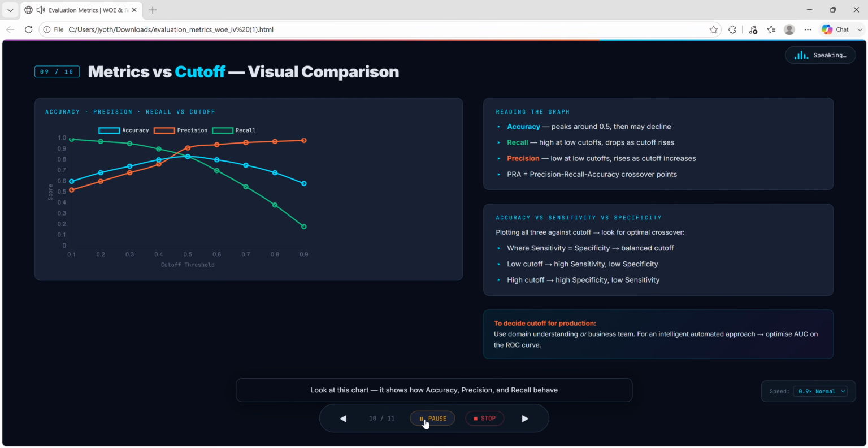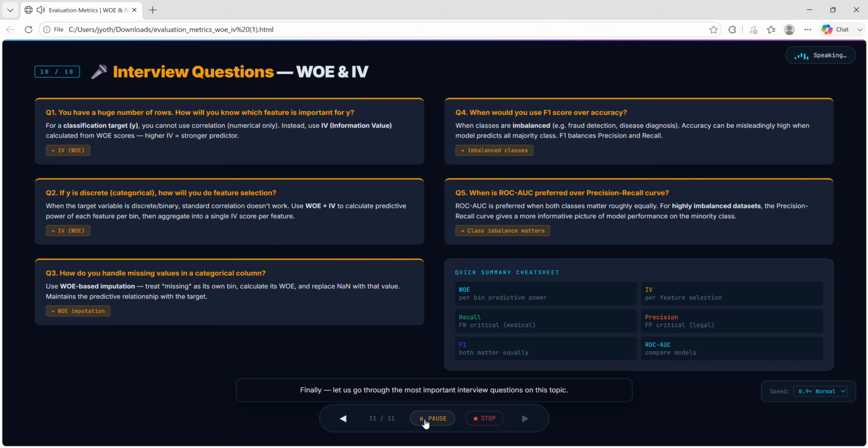For production deployment, you either use domain knowledge, consult the business team, or optimize for the ROC AUC curve to find the best cutoff automatically. The PRA crossover point, where precision, recall, and accuracy are closest, is often a good starting point for the cutoff decision.